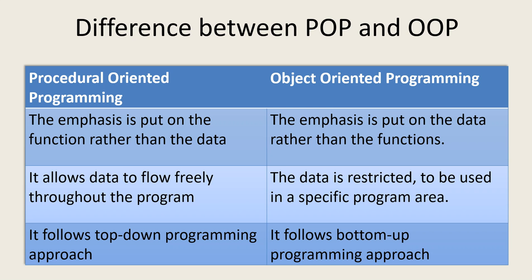POP allows data to flow freely throughout the program. The data is given full freedom to flow from one function to another function because it is globally declared. In OOP, the data is restricted to be used in a specific program area. Since it is not globally declared, data flow is restricted so that it can flow only inside a specific area of the program.